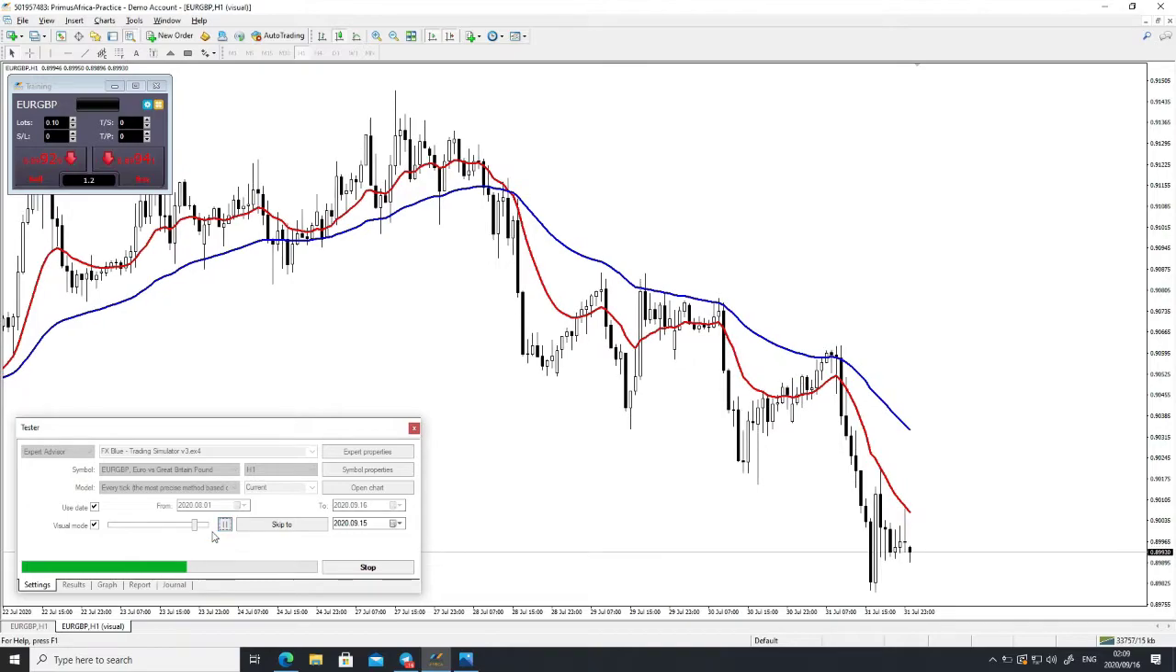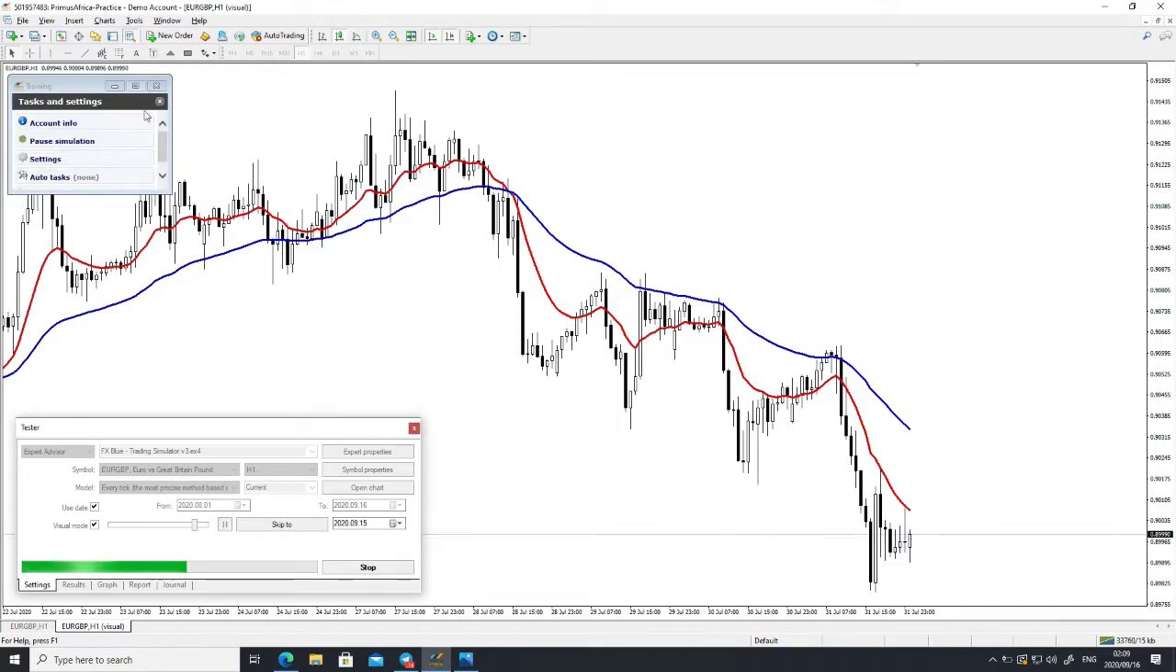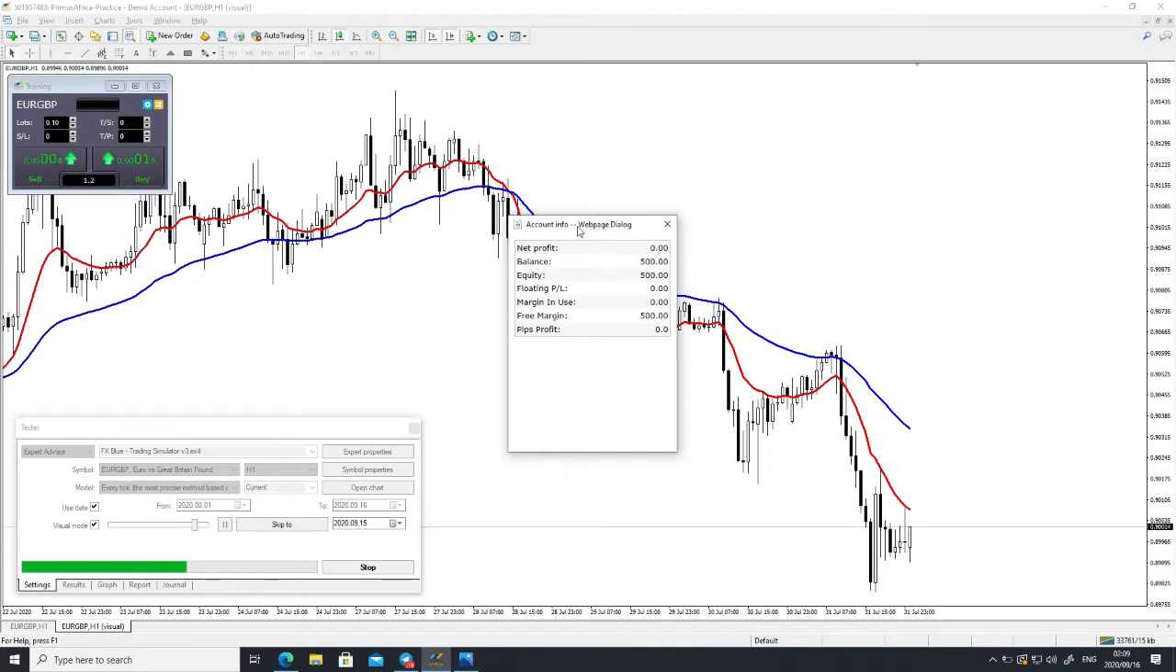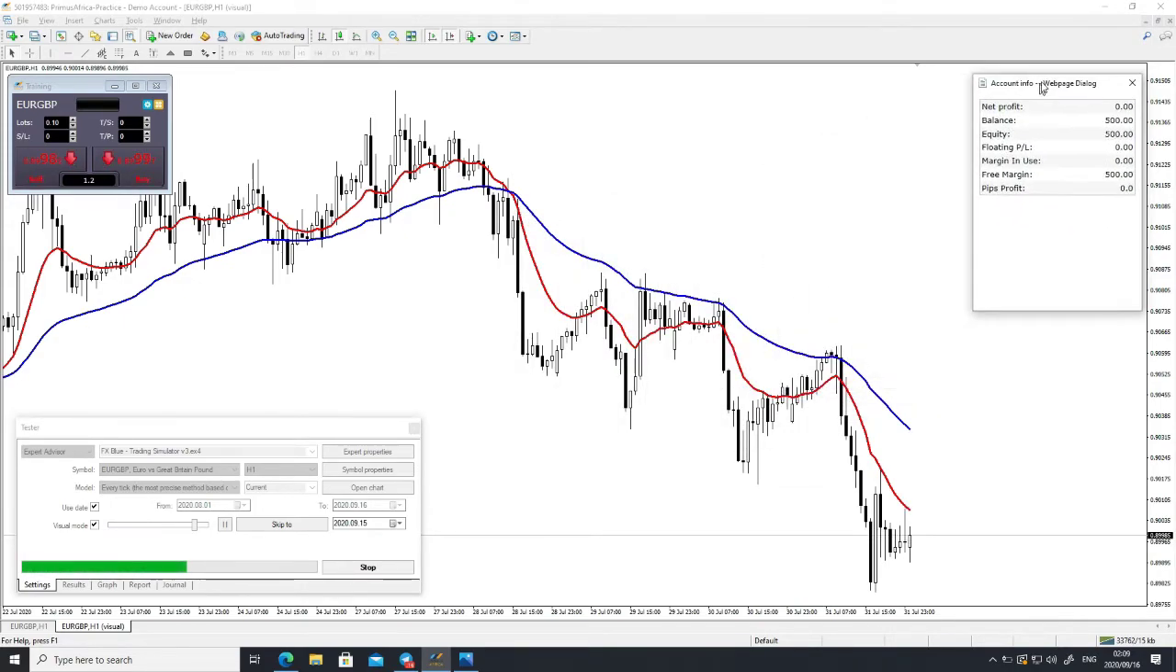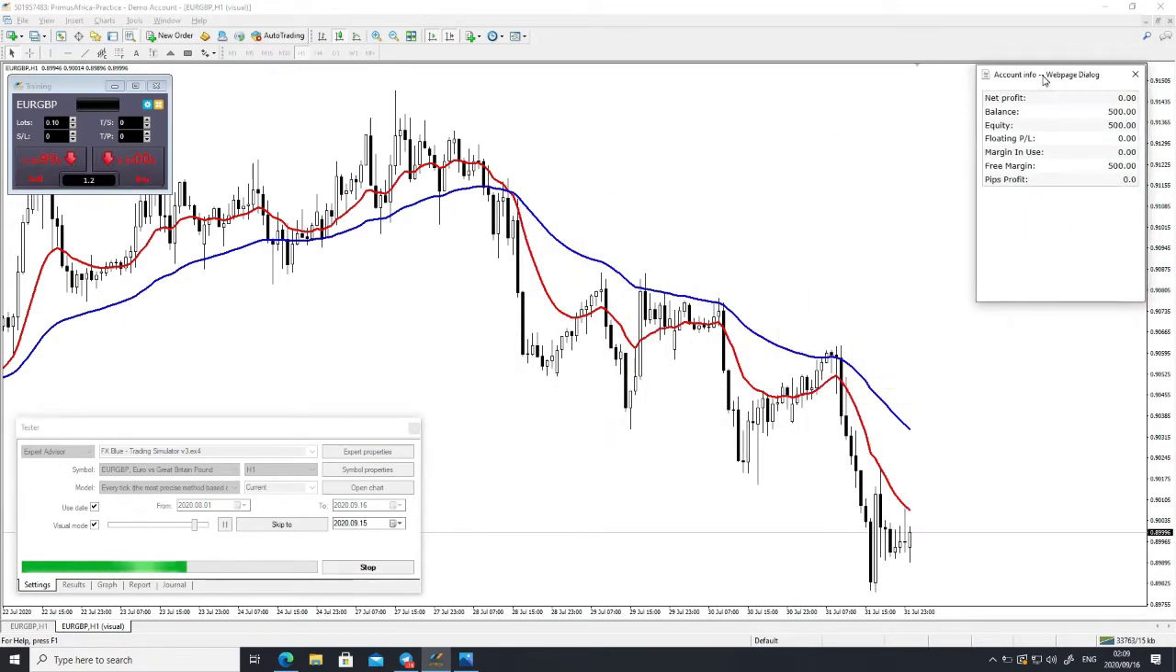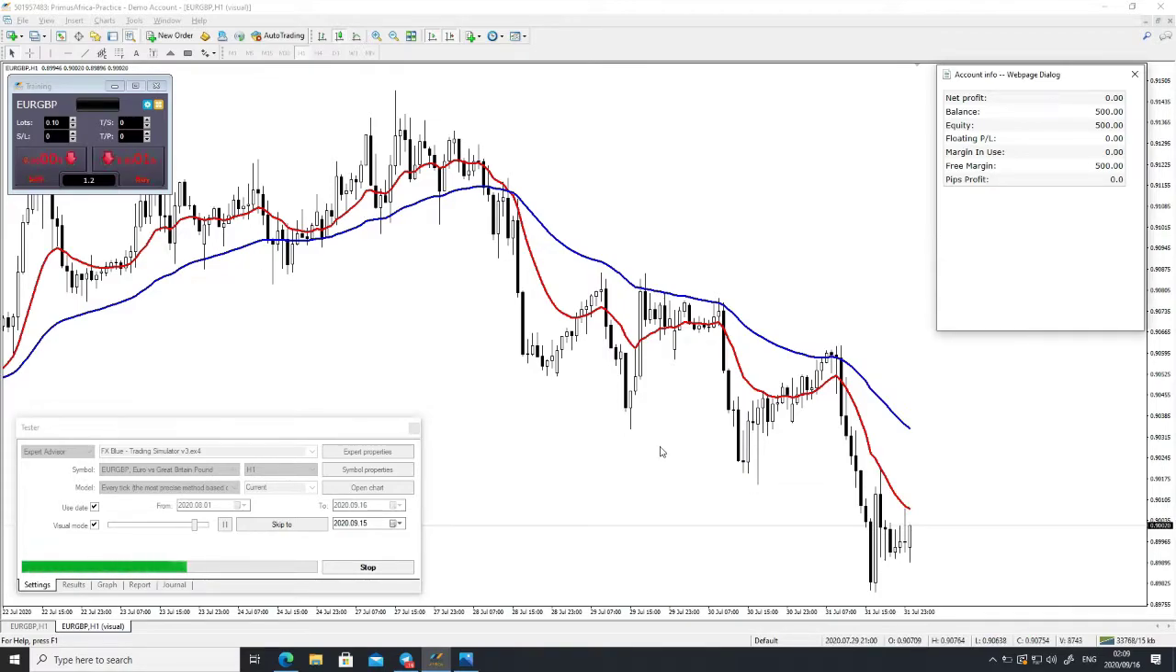There we go. Alright, so if you guys can look up there, you can actually click on settings, on account info, just so that you can see your balance and your trades. So I'm just going to put it on top there for you guys so that you can see it properly. Just going to stretch it out a bit, just so that it's clear.